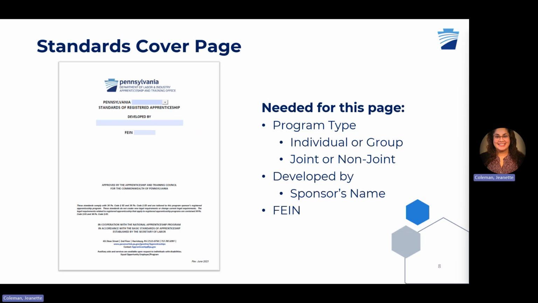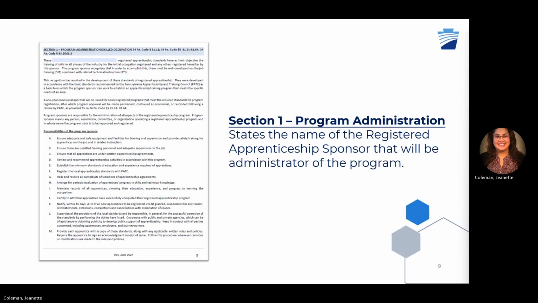So the text box for developed by, this is where you want to enter the name of the organization sponsoring the program. If the program is joint, the sponsor will be the designated entity to oversee the program. And then the text box for FEIN, enter the sponsor's federal tax identification number. For section 1, the blank in the first line of the first paragraph should reflect the name of the registered apprenticeship sponsor. That will be the administrator of the program.